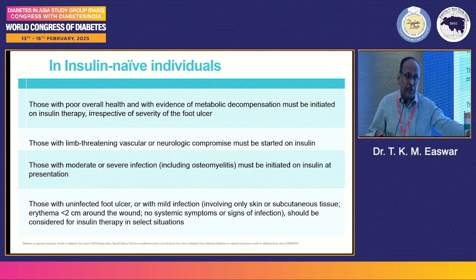In whom to start insulin? Suppose the patient was never taking insulin and he has come to you. If there is a poor overall health, there is metabolic decompensation, they should be put on insulin therapy even if the ulcer is not very severely infected. Any person with limb-threatening vascular or neurologic complication must be started on insulin. Those with moderate or severe infection, including osteomyelitis, immediately you should start insulin.